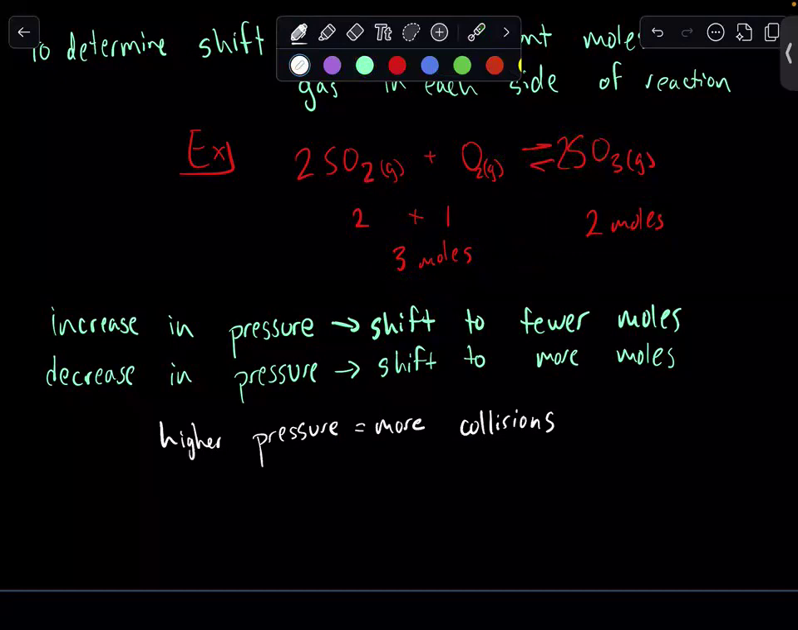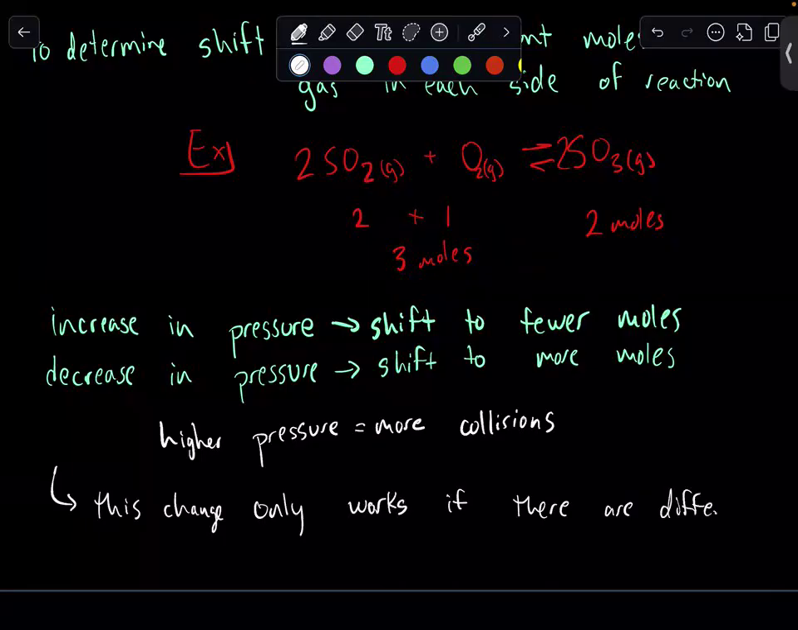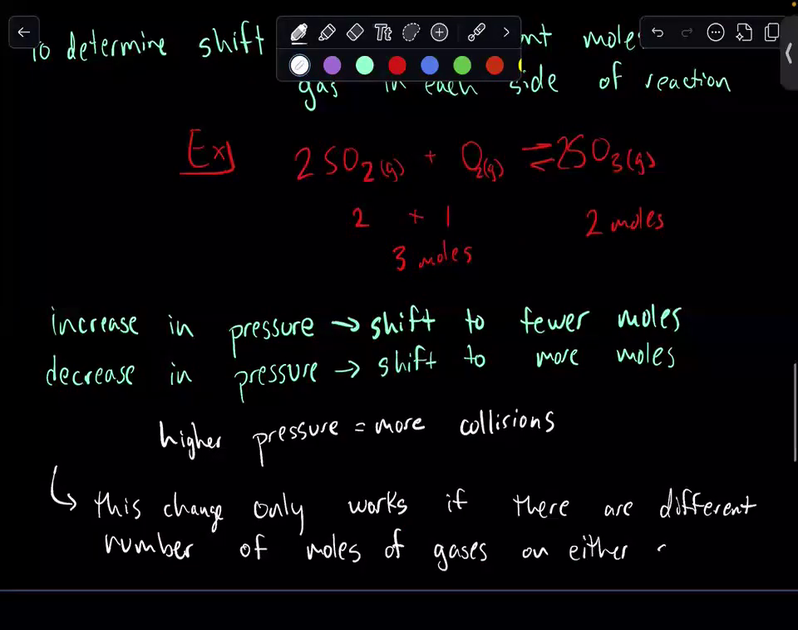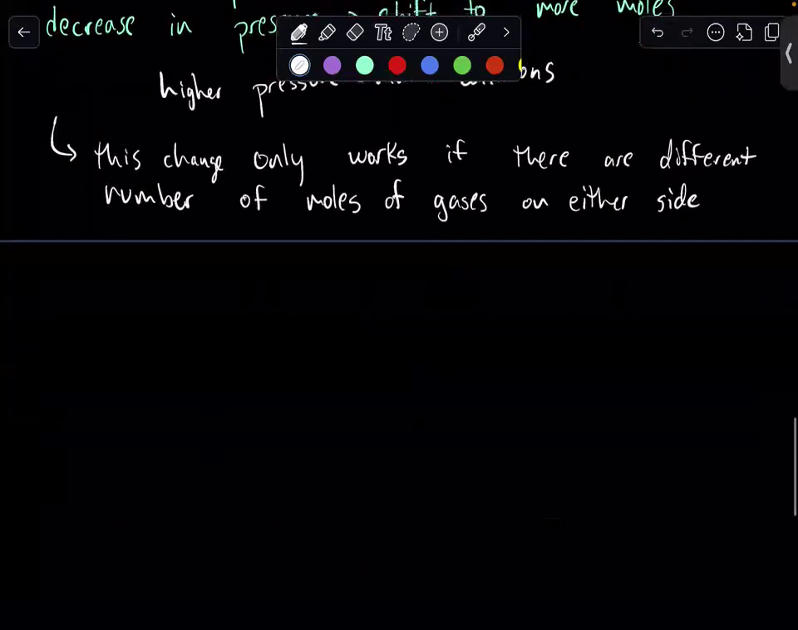Now, again, this only works with gases. And furthermore, this change only works if there are different numbers of moles of gases on either side. So if we have 2 moles and 2 moles, there's no fewer side, and therefore a change in pressure does not have any appreciable effect on our system.